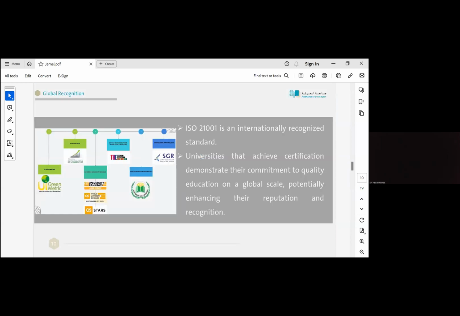First, we say global recognition. This is one external advantage. ISO 21001 is an internationally recognized standard. So universities that achieve certification demonstrate their commitment to quality education on a global scale, potentially enhancing their reputation and recognition. That's why we believe ISO 21001 standards are very important for market competition. And also, like we said, it is recognized worldwide. And not only that, parents, students, and stakeholders are looking at it as one of their indicators to show how the institution is performing.